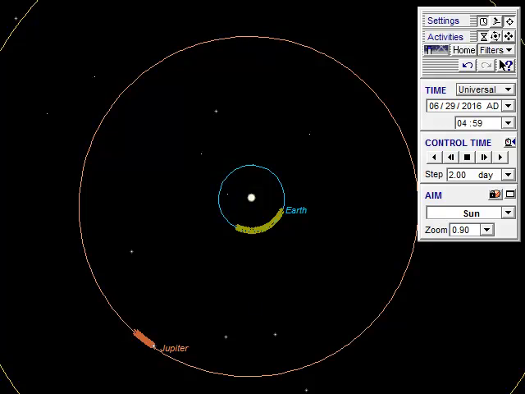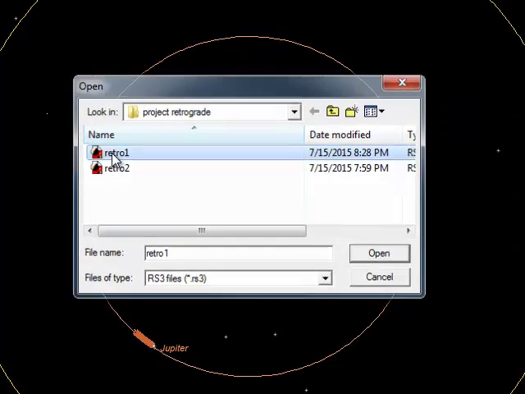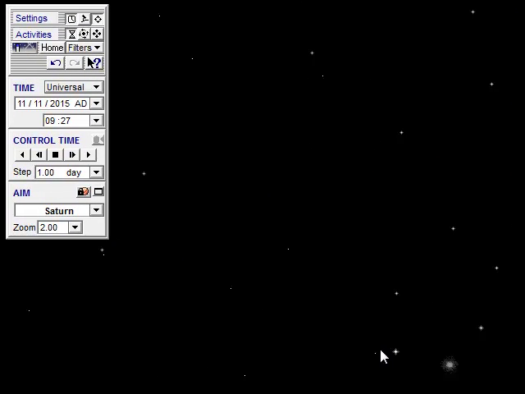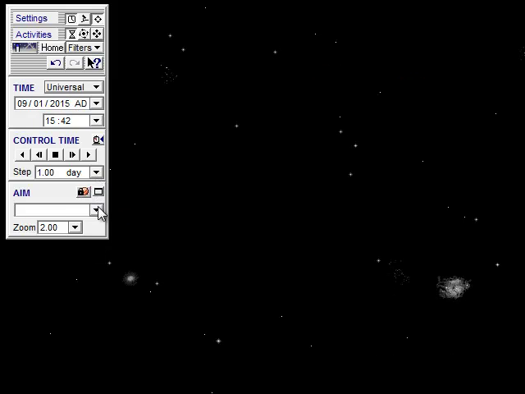So now I'm going to go back to the other setting I had earlier, and I'm going to move this over here. And again, we can see Antares and that globular cluster there. And I'm going to move forward 1 day at a time, and there's Saturn retrograding. And now I'm going to switch to Jupiter, and I start this in early September of 2015.